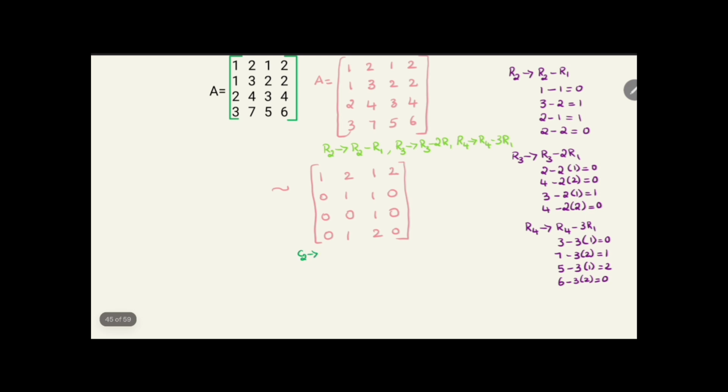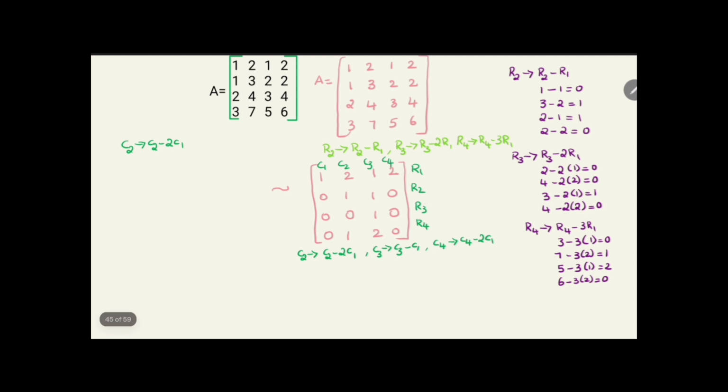C2 implies C2 minus 2C1. C3 implies C3 minus C1 simply. And C4 implies C4 minus 2C1. Let's see the calculation part here. So what is the first one? It is C2 implies C2 minus 2C1. So this is R1, R2, R3, R4, and this is C1, C2, C3 and C4.